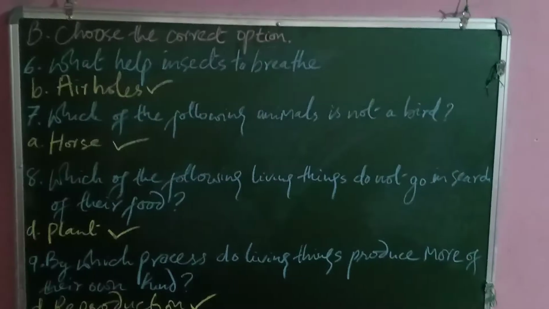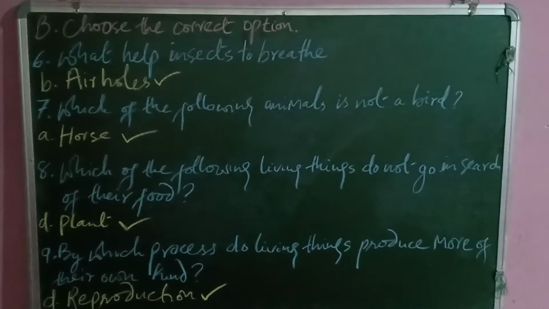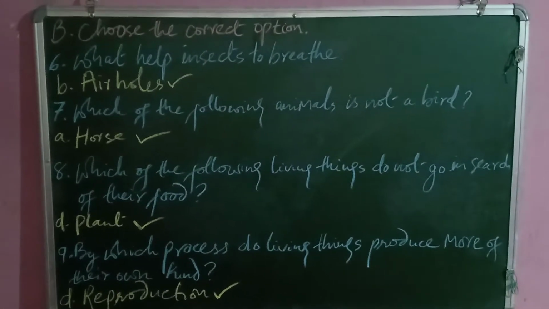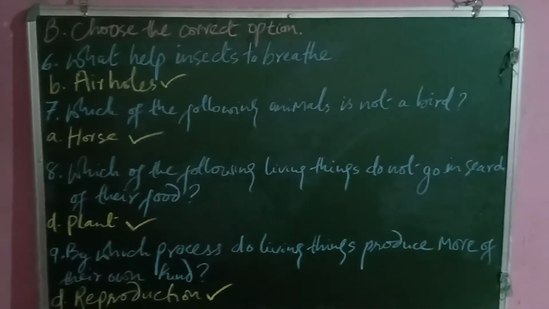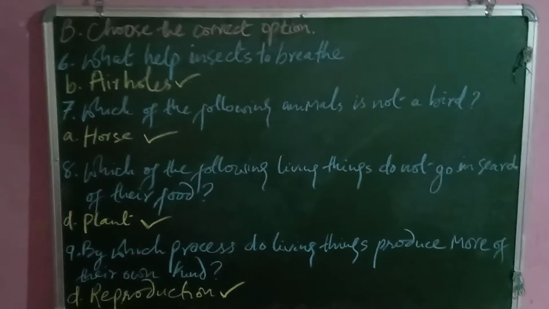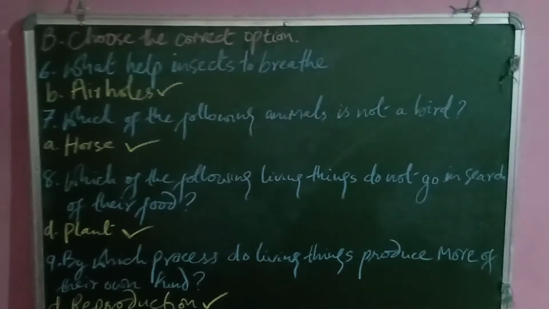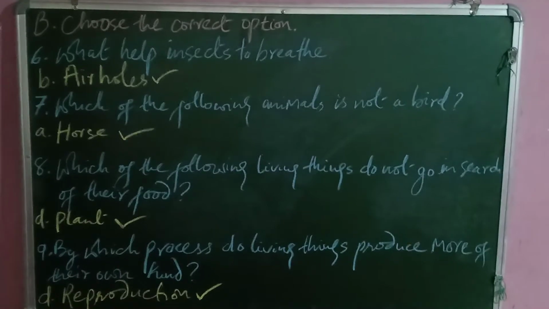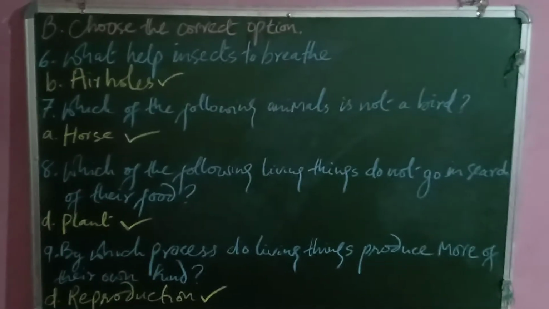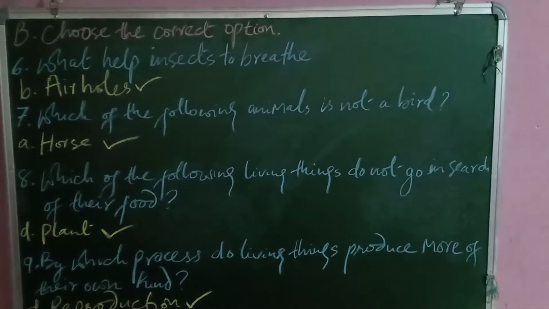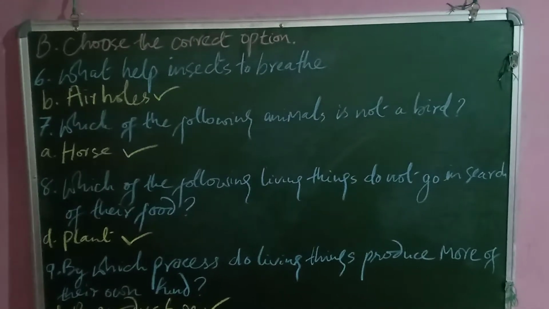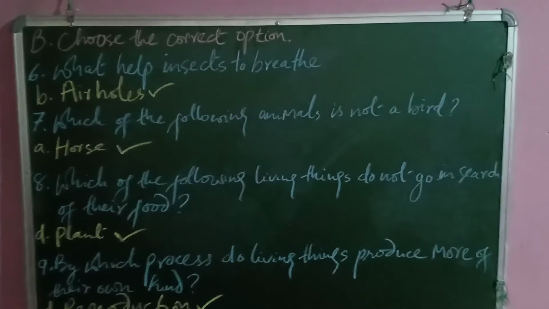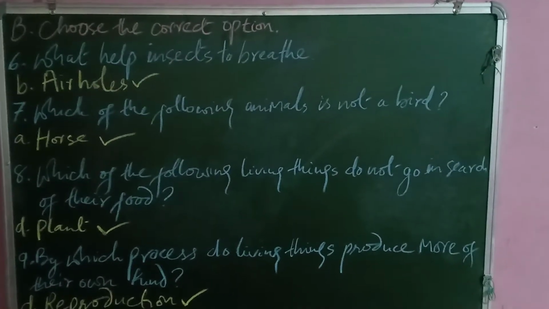Moving on. So after this we have question number 6: what helps insects to breathe? And your options are lungs, air holes, nose, and gills. So the correct option is air holes, option B. Then question number 7: which of the following animals is not a bird? So your options are horse, pigeon, parrot, and crow. So the correct option is option A, horse.